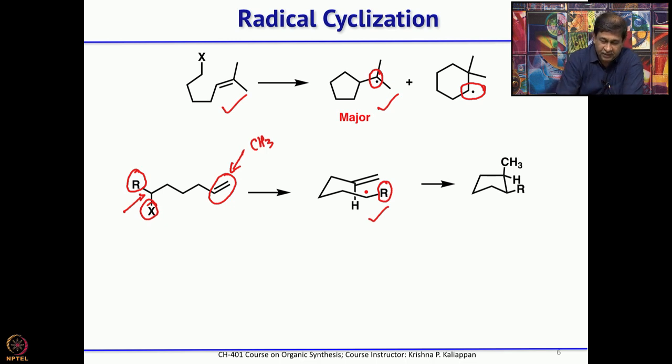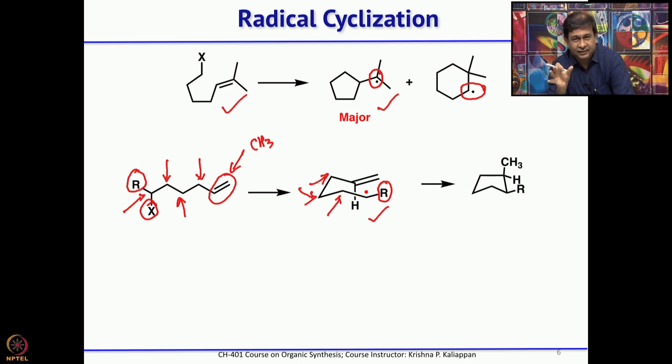Now the R group can be here, here, here. Accordingly, you have to draw the chair conformation and then put the R group in the equatorial position. Then do the cyclization, then you draw the cyclopentane and look at the methyl group and your R group.